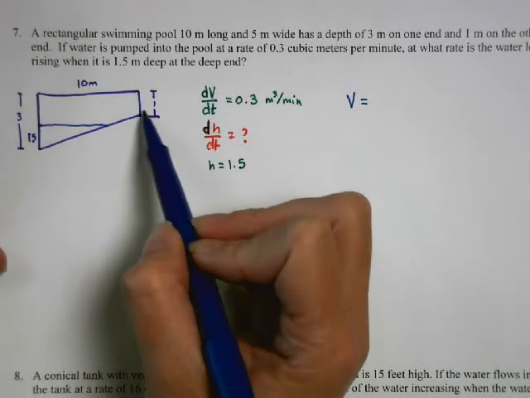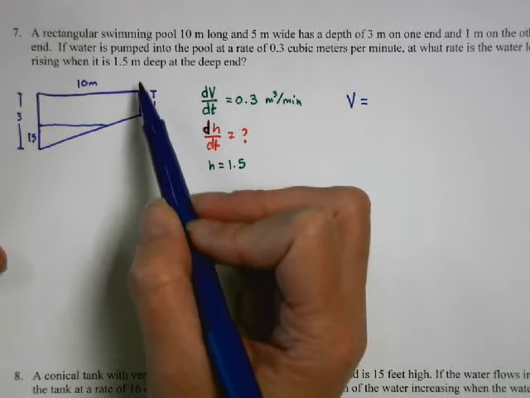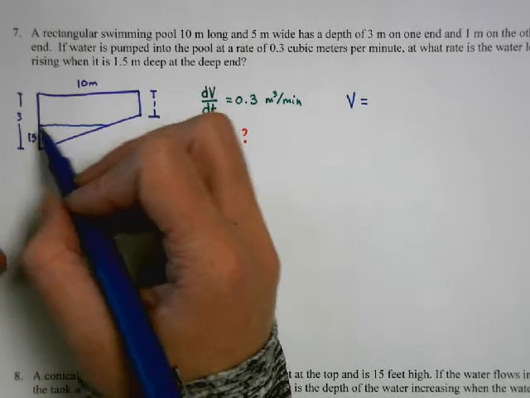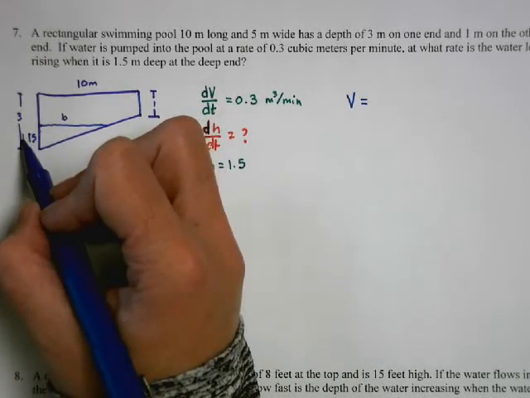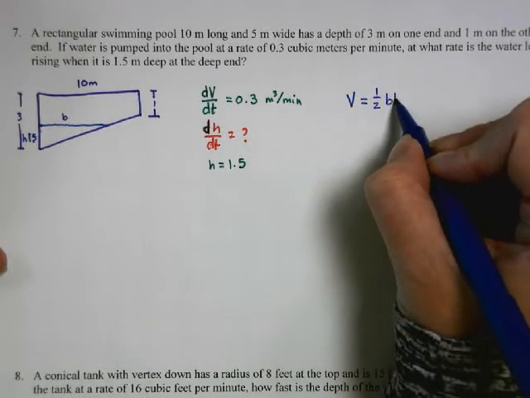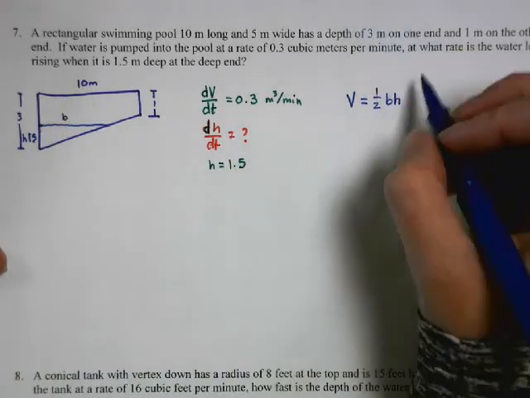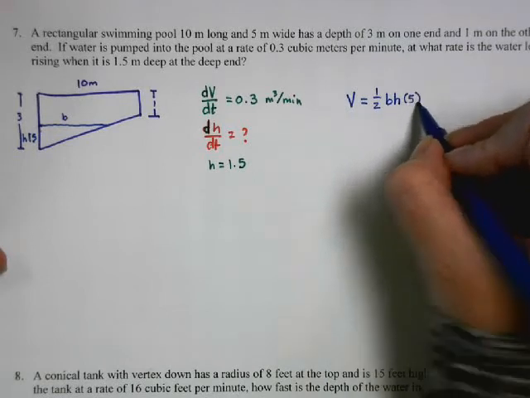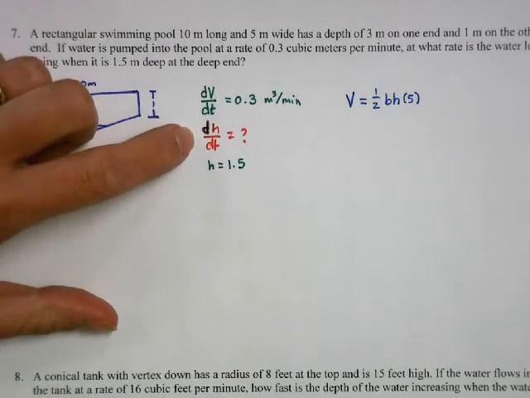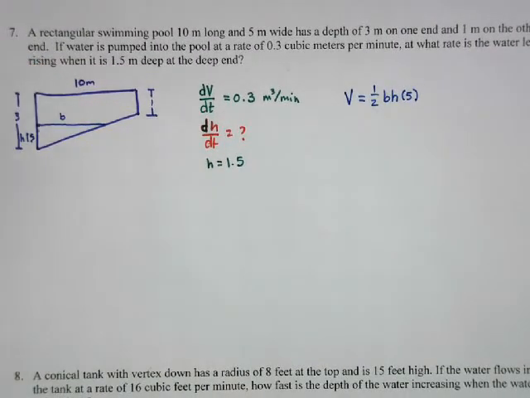So I'm looking at this area here, which is going to be 1/2 base times height. I'm going to call this B, I'm going to call this H. So 1/2 the base times the height times the width, which is going to be 5. Before we do this, what I need to do is get this all in terms of one variable. And since I'm looking for dh/dt, I want to get this entirely in terms of height. I can do that by looking at similar triangles.